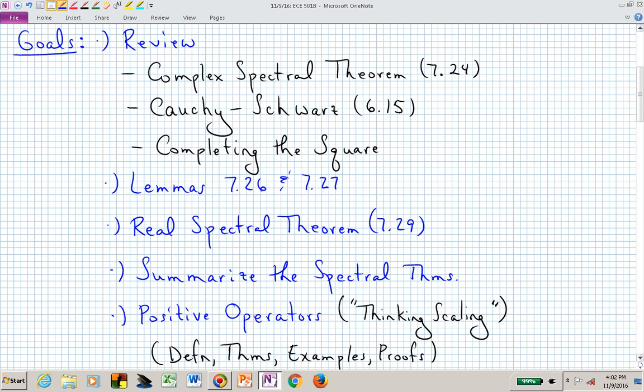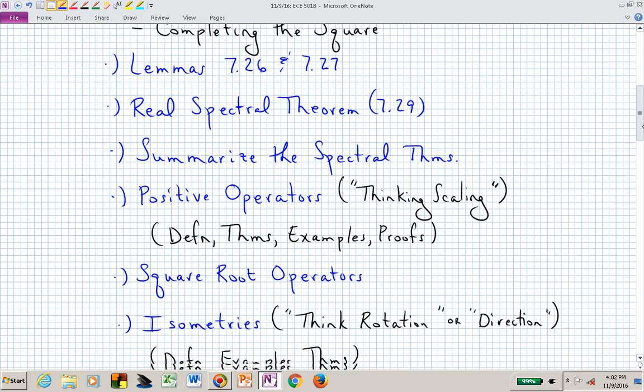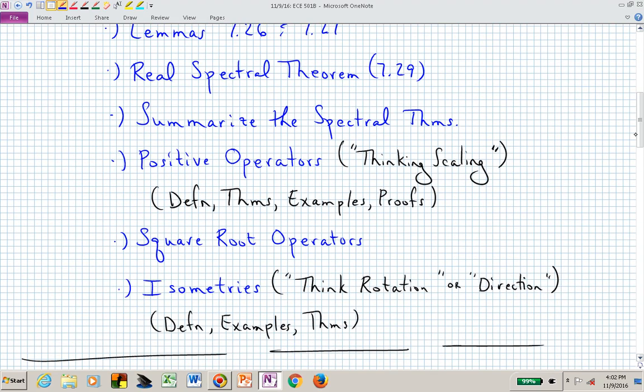We'll then summarize what we've learned, how they compare or how they differ when we're dealing with a complex inner product space versus a real inner product space. When can we diagonalize an operator? Then we will start talking about more general ways of decomposing a linear operator or a map.